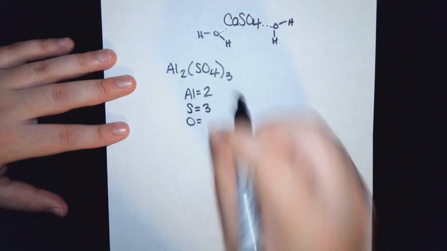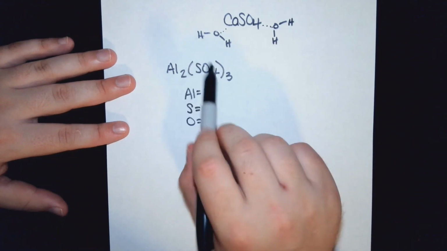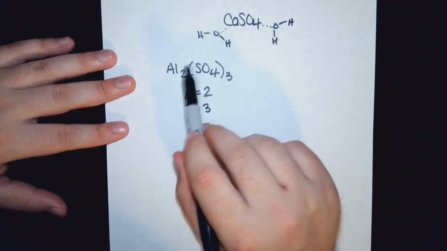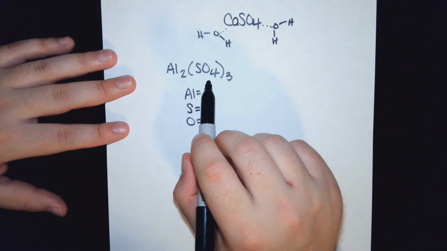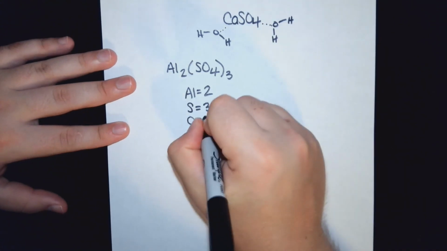Oxygen. So we see a 4 here, which means that this is another one of your common polyatomics. It has 4 oxygens, and there's 3 of those polyatomics. So 3 polyatomics, each of them has 4 oxygens. So you do 4 times 3, there'd be 12 oxygens.